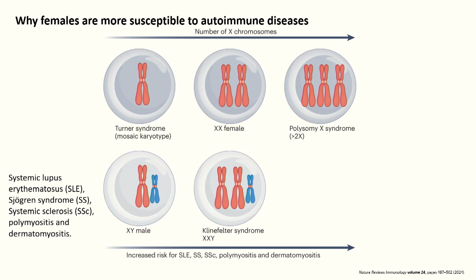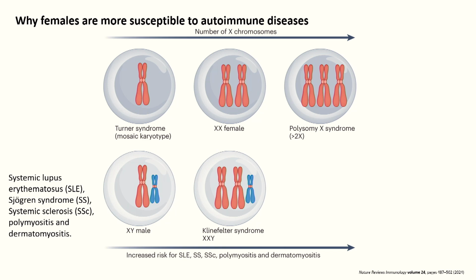Now what does it mean that the females are susceptible? So we do have a condition where we have a different number of X chromosomes. So we do have Turner syndrome, and we do have XX females where we have more X chromosomes. So the females are XX, and in Turner syndrome we have a mosaic condition where one X chromosome is missing. So we'll see why females are more susceptible to autoimmune diseases.